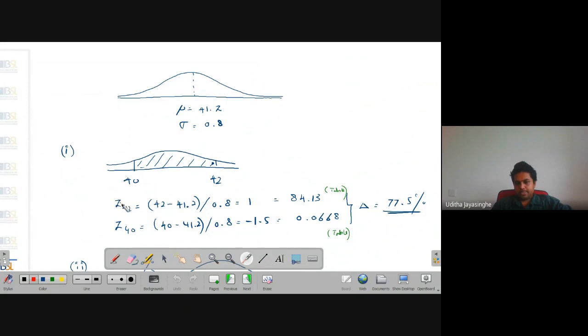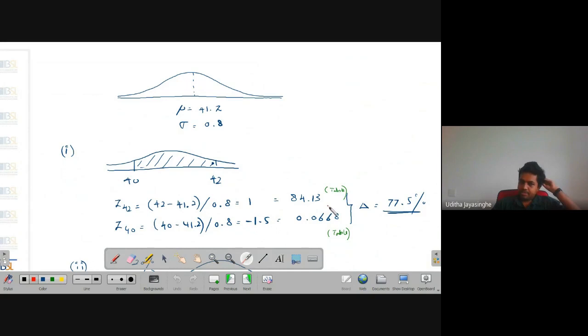We calculate the first Z for 42. That means 42 minus 41.2 divided by standard deviation. My Z value is 1. The second value for Z, for 40, I do the same thing. 40 minus 41.2. I'm getting a negative value now. Negative 1.5 is the Z value.